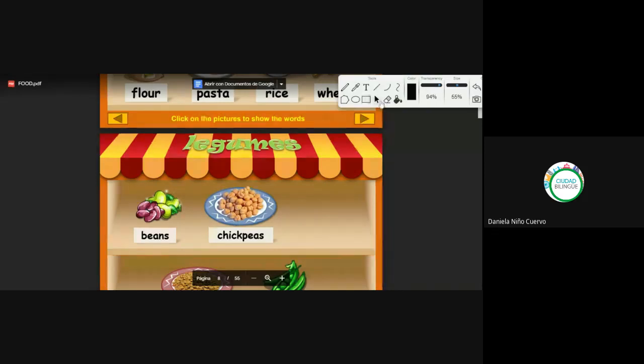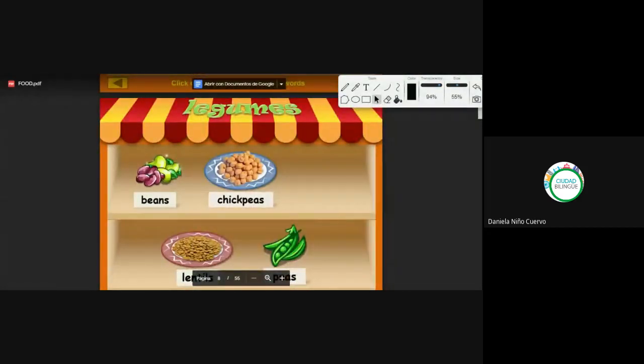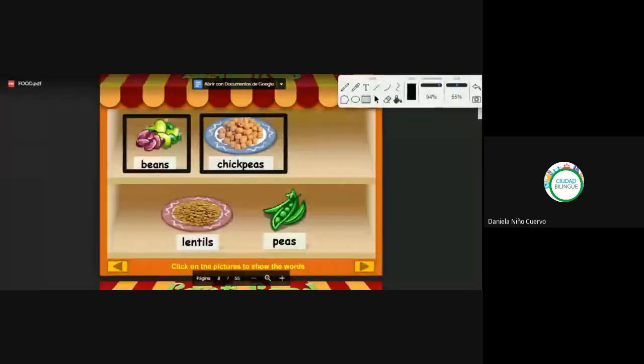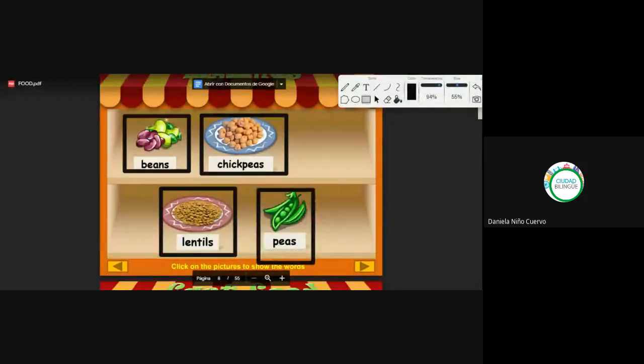So, wait a second, I'm going to erase here. And here. So, legumes. We have beans, chickpeas, lentils, and peas. Yes, beans, chickpeas, lentils, and peas. Questions about this? Yes, teacher, I have a question.